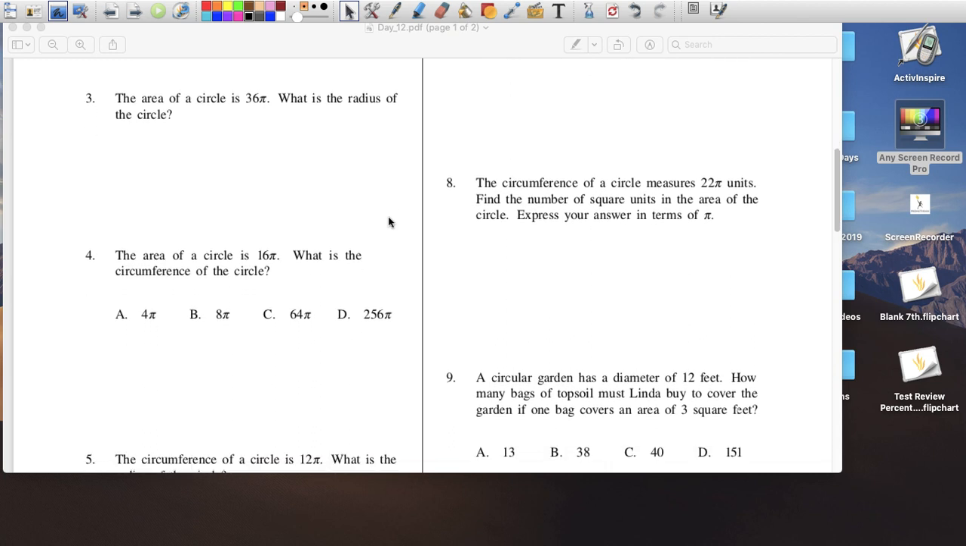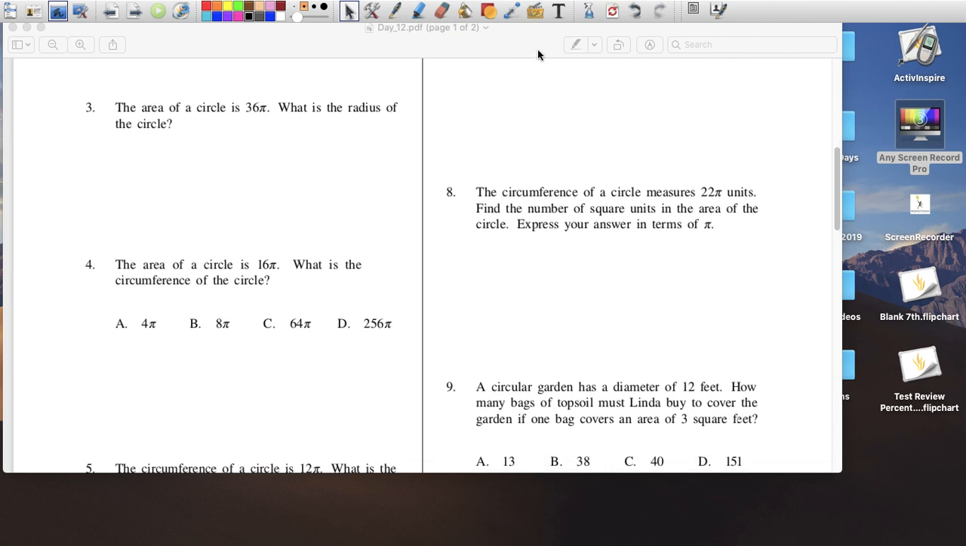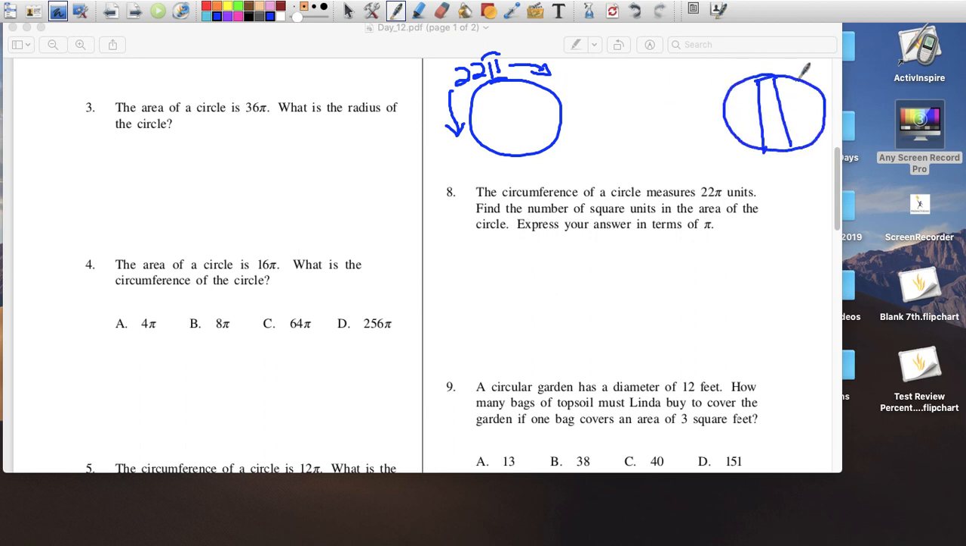Let's do, which one are we at? 8. So again, it's the same type of question. Here is a circle, and they're telling me that 22 pi is the circumference. So if we were to walk around this circle, it would be 22 pi, whatever, feet, inches, miles, whatever it is. And they're asking us to use that information to help you find the area.